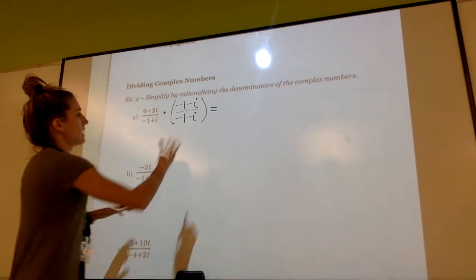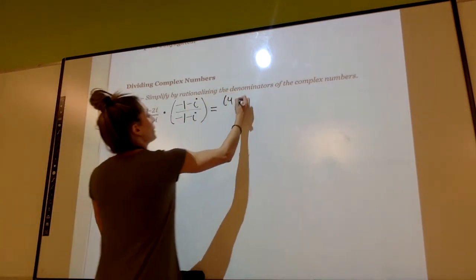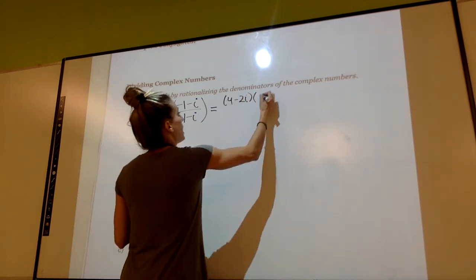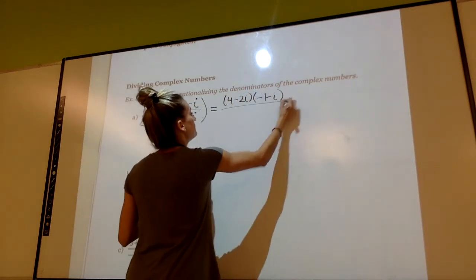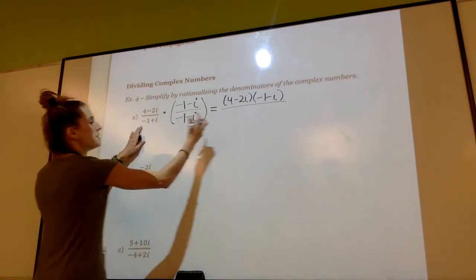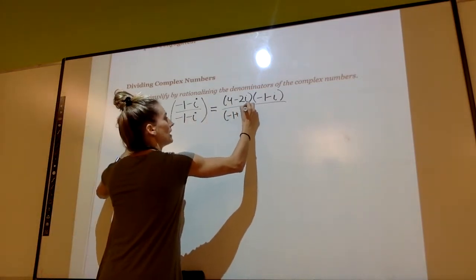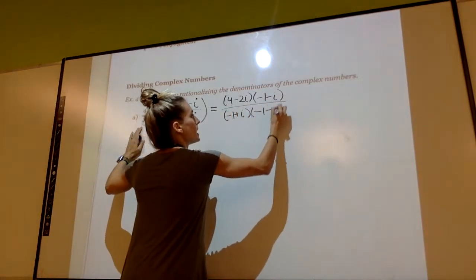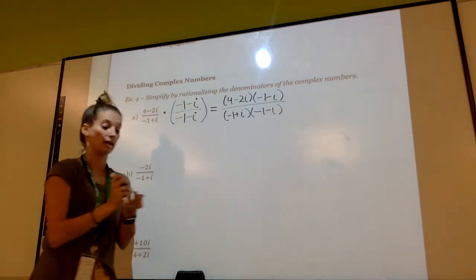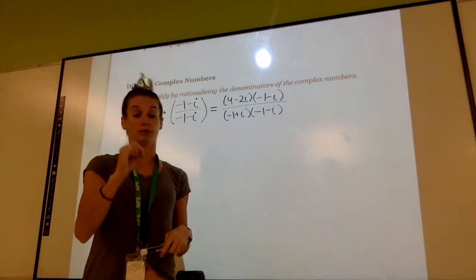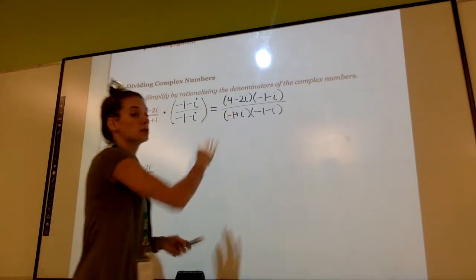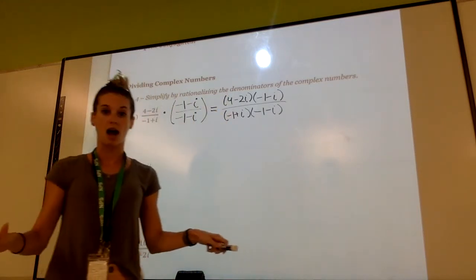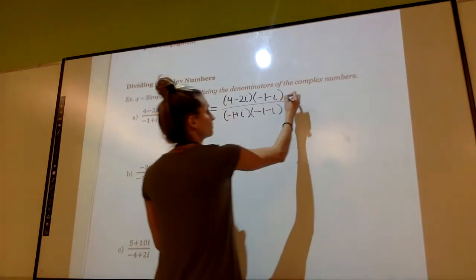So to expand this out, here's what I have. In the numerator, I have to multiply 4 minus 2i times -1 minus i. And in the denominator, I have to multiply 2 complex conjugates together. And since you're multiplying 2 complex conjugates in the denominator, we know their product should be a real number. Therefore, when I do this multiplication, you shouldn't have any more i's in the bottom of this expression.